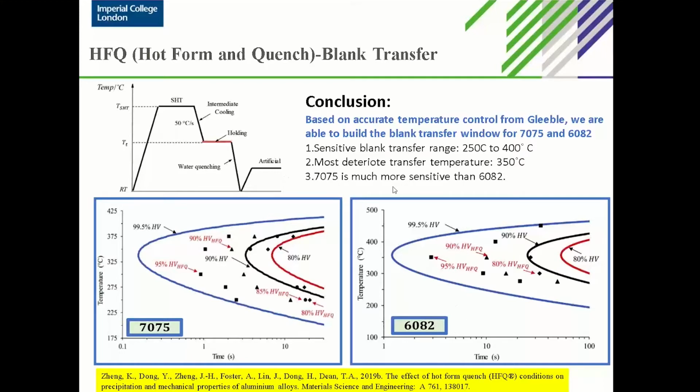So this is the brief description of this work. So if you are interested, you could find details in this paper.